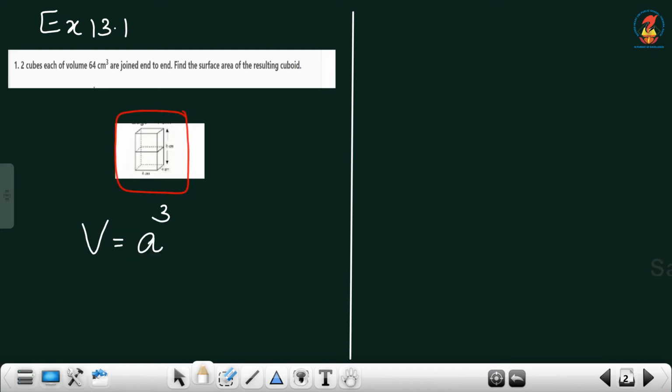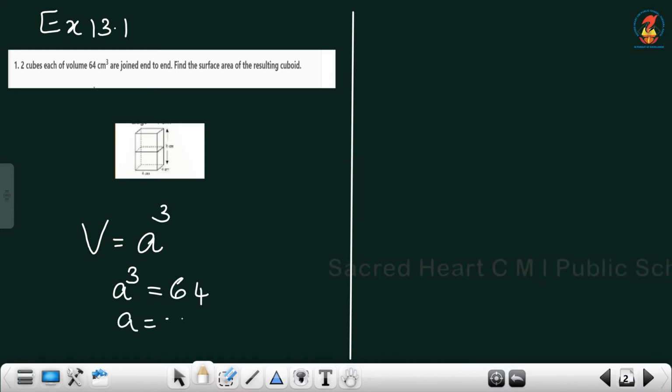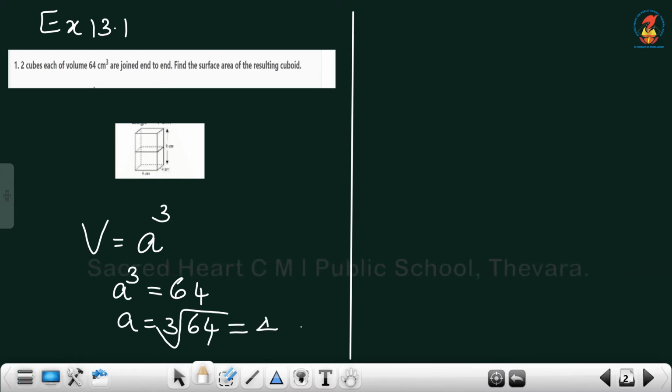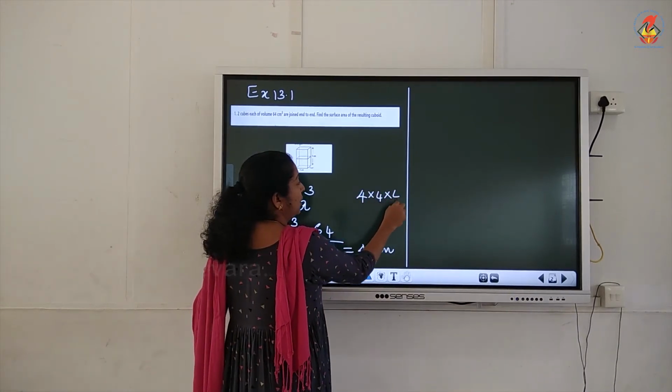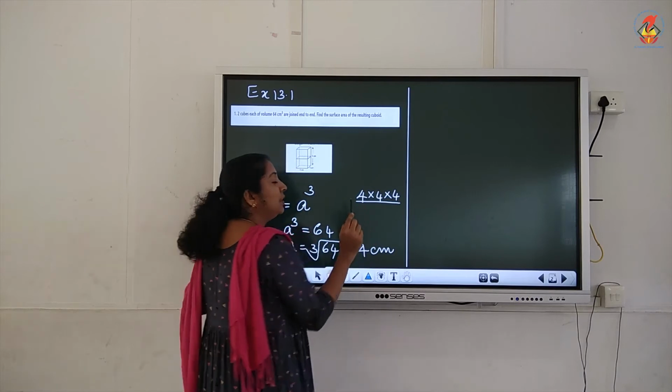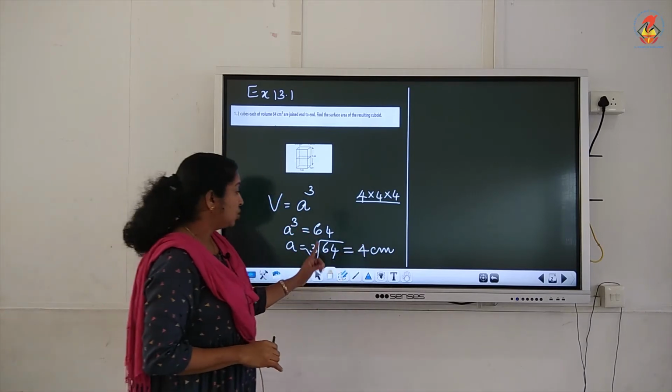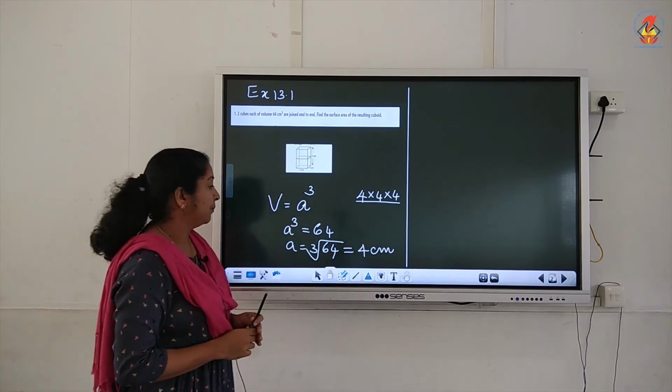So, volume is given as a cube. What is the volume of the cuboid? It is a cube. What is given? a cube is equal to 64. So, what about a? Cube root of 64. What is the answer? Cube root of 64 is 4 centimeter. Cube root of 64 means 4 into 4 into 4. We have to take 1 from 3, that is the cube root. So, cube root of 64 is equal to 4.